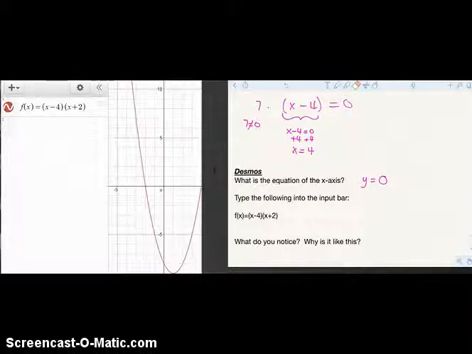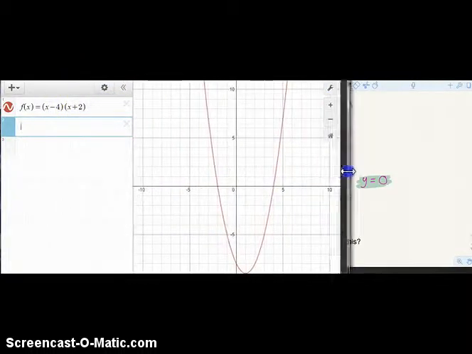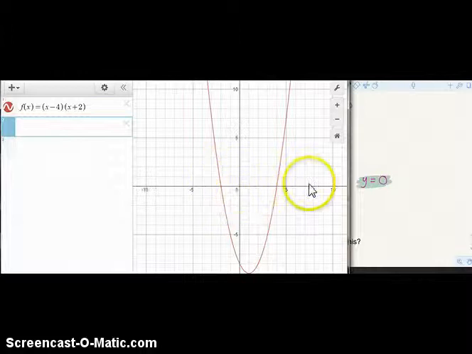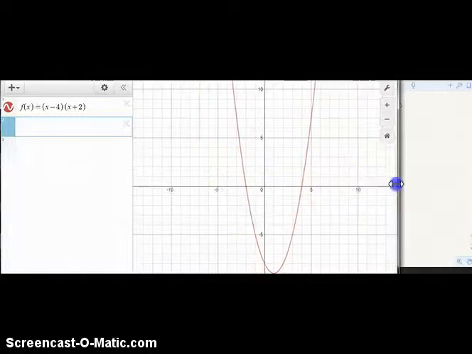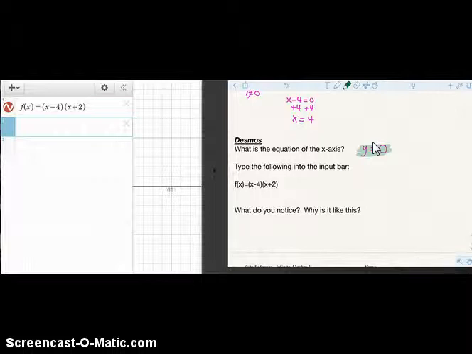Because remember, the x-axis is the line y equals 0. So when I type that into my Desmos, what I notice is I end up with a parabola that hits the x-axis at -2 and +4. And if I look back, why is it like that? Well, because I took this and multiplied it by this.